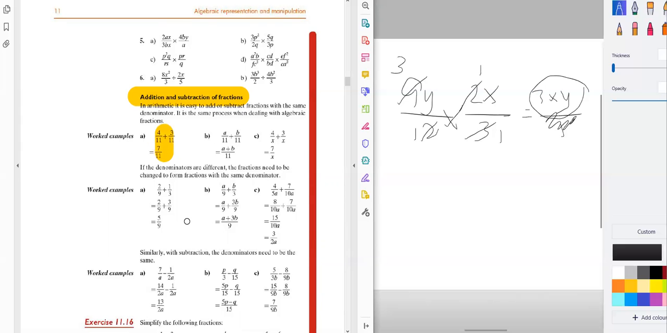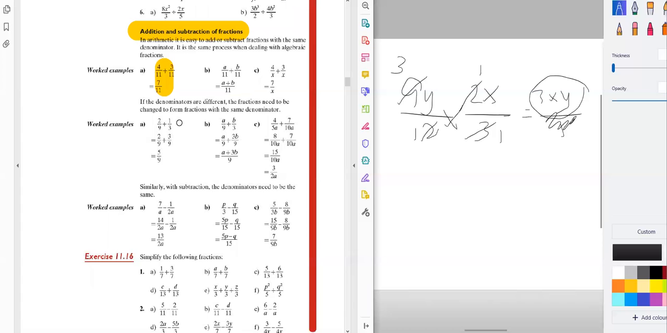If you have a minus one, then you need to... I don't know. There is no example from here. Okay, never mind. If minus, then you just minus, like this. Let's say this is a minus sign here. So 4 with minus 3, you get 1/11 in the final answer.